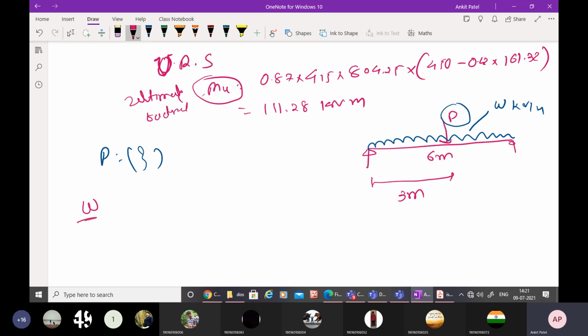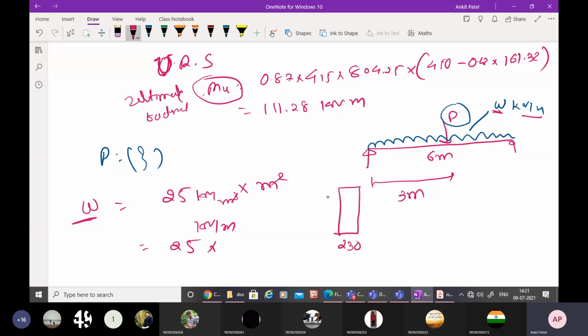Clear? So first of all we have to determine the value of W. W can be determined with the help of concrete density, which is 25 kilonewton per meter cube. So now we have to use meter square, then your answer is in kilonewton per meter, and that is the W kilonewton per meter we require. So we have to do 25 into your sectional property.